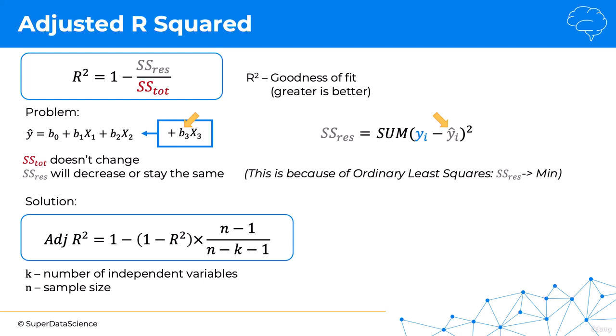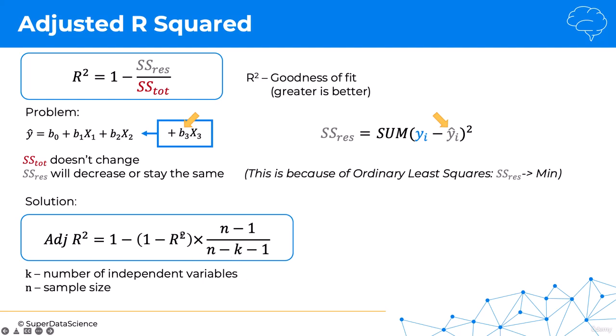And the important thing here is to look at K. So if K increases over here, then the denominator decreases. That means the whole ratio increases. And because it's been subtracted, that means adjusted R-squared decreases. So that's the important point here, that this new formula penalizes us for adding additional variables.